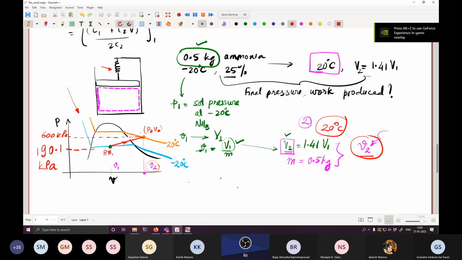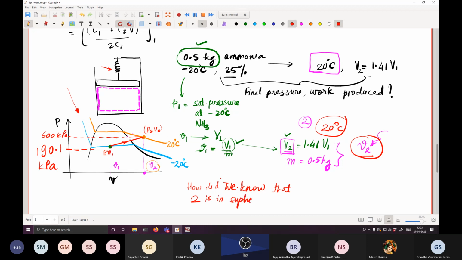So one question which you should now be able to answer is, how did we know that state 2 is in superheated vapor? How do you know it's in superheated vapor? Sir, the temperature increased and the volume we also calculated increased. So you would actually find out the Vg and then compare. Very good, very good. So that is how you would do it.